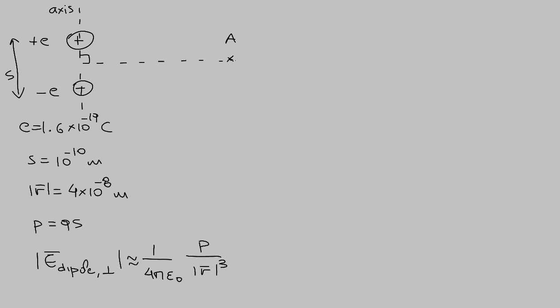Since A is perpendicular to the dipole axis, I can use this approximation to find the magnitude of the electric field from the dipole. Now, this approximation is valid only if the distance from the center of the dipole to A is significantly greater than the separation between the two charges. And this is true in this case if you compare the 10 to minus 10 meters and the distance from the center of the dipole to A.